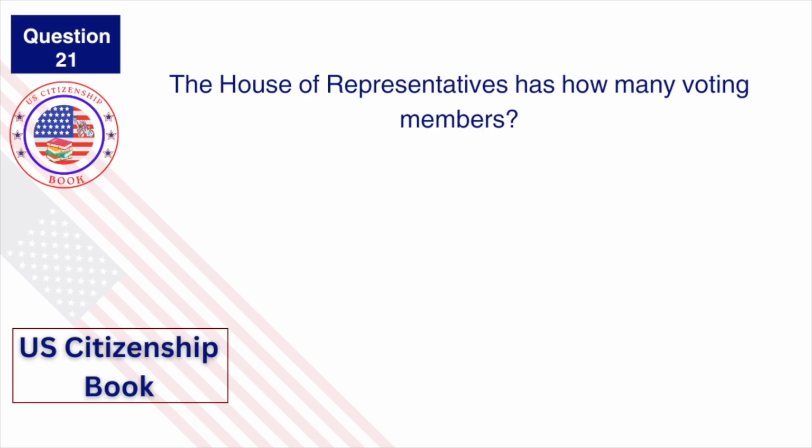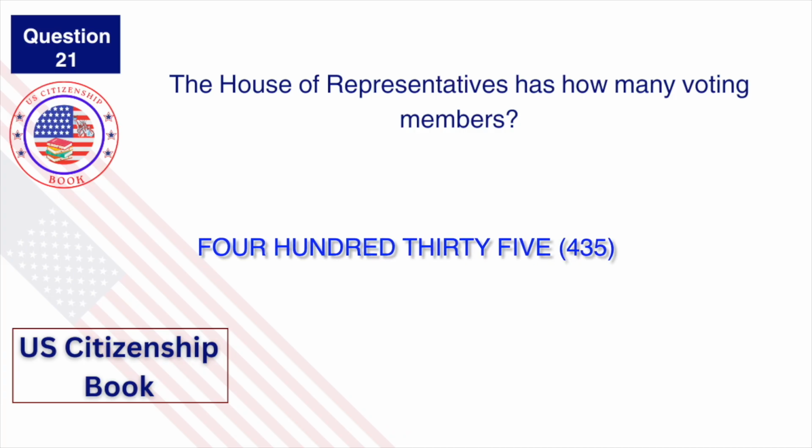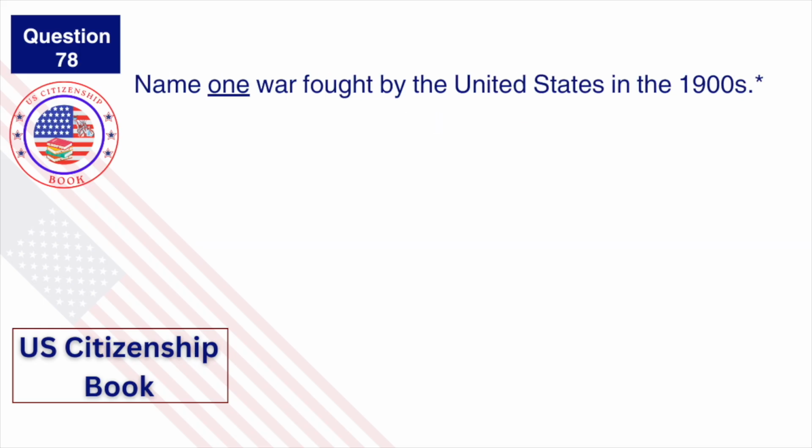The House of Representatives has how many voting members? 435. Name one war fought by the United States in the 1900s. World War I.